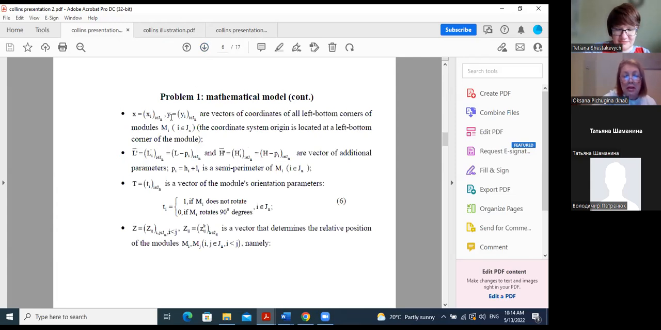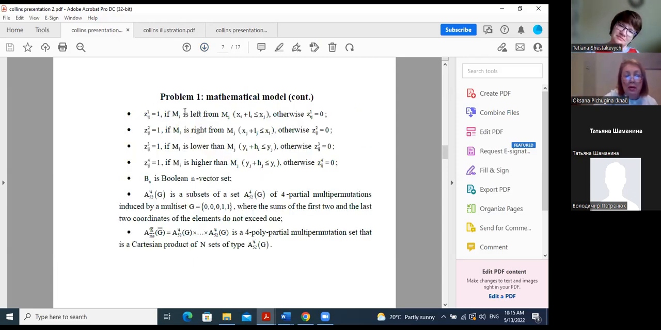Here x and y are vectors of coordinates of the poles of the modules, which are situated at the left bottom corner of the modules, and we have to account for this when we put the modules inside. That is why we evaluate these additional parameters. The additional Boolean variables t equal 1 if the module is rotated, otherwise zero. And z is an array representing the relative position of each couple of modules: it is equal to one if module i is located to the left of module j, right, lower, or higher.